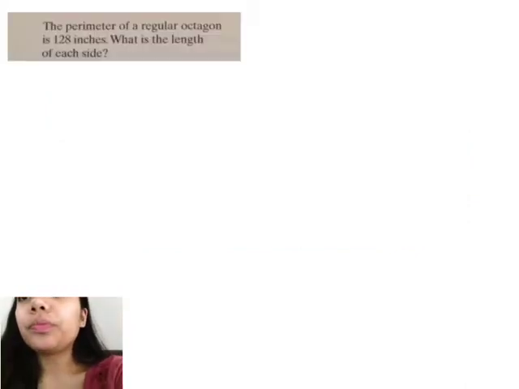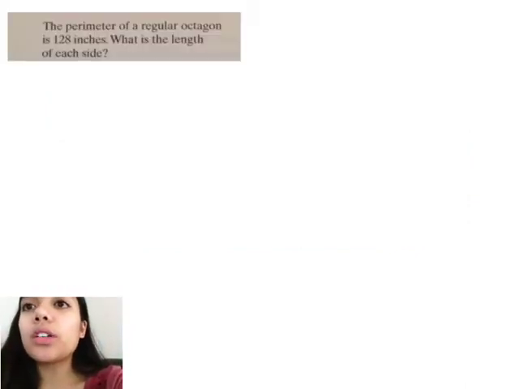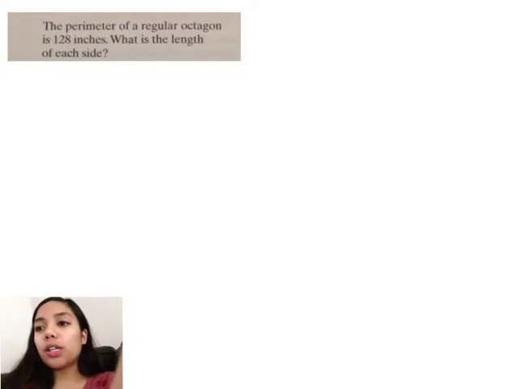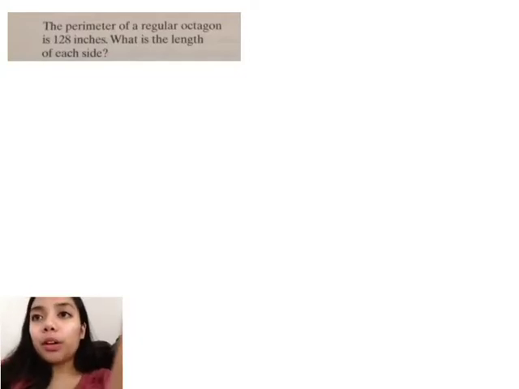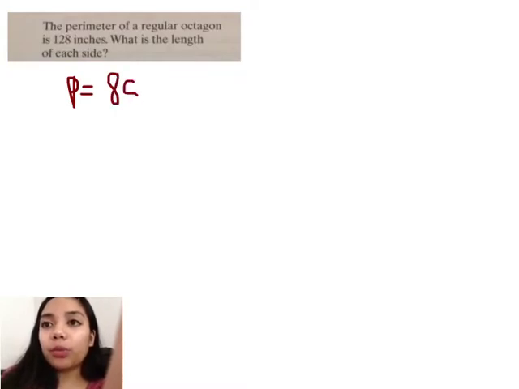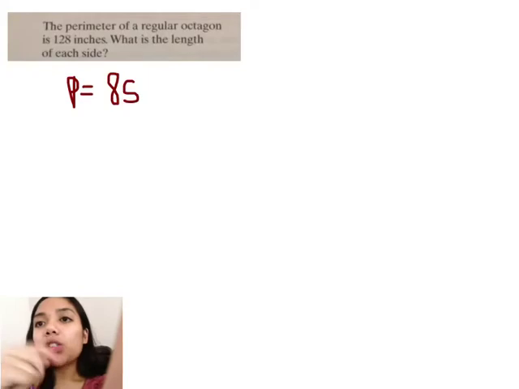So the perimeter of a regular octagon is 128 inches. What is the length of each side? Well, this time it gives you the perimeter. If I were to write out an equation, I would say perimeter equals, an octagon means there's 8 sides, so 8 times s, which will be the length of each side. So our perimeter, that's a P, I know that's really ugly, of the regular octagon is 128 inches.